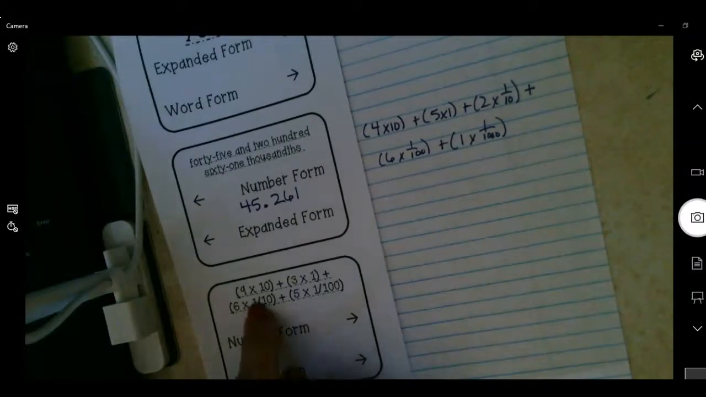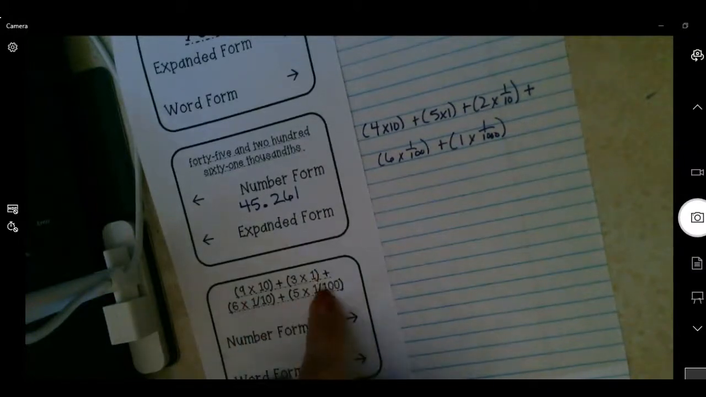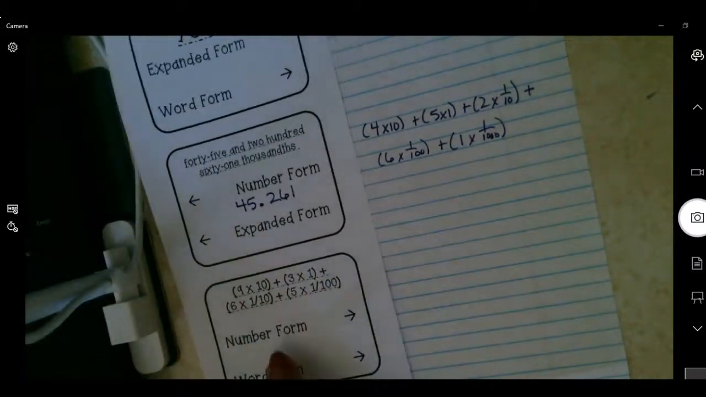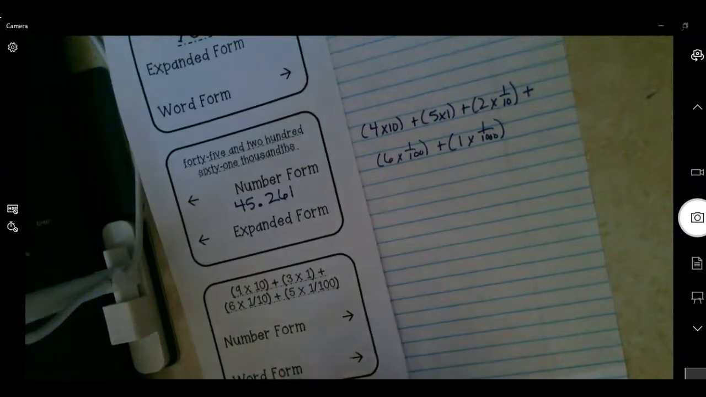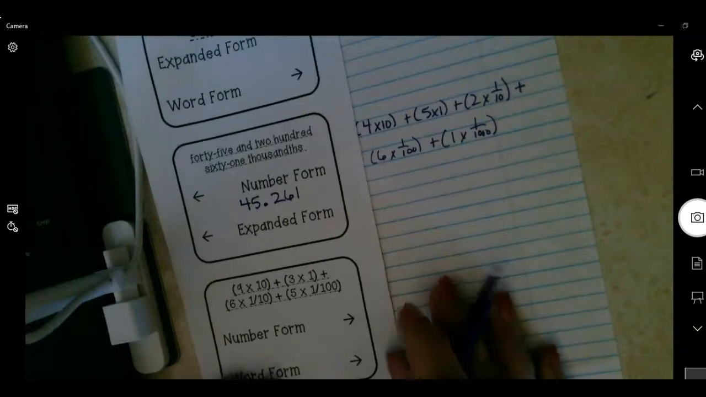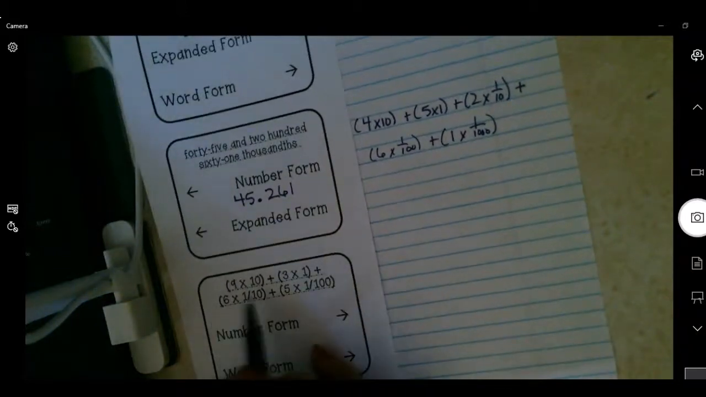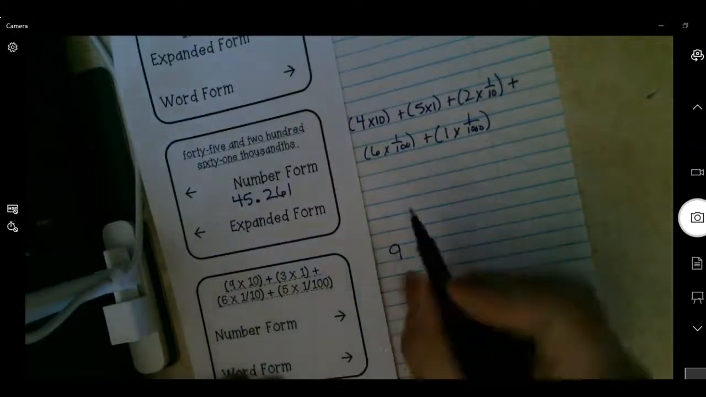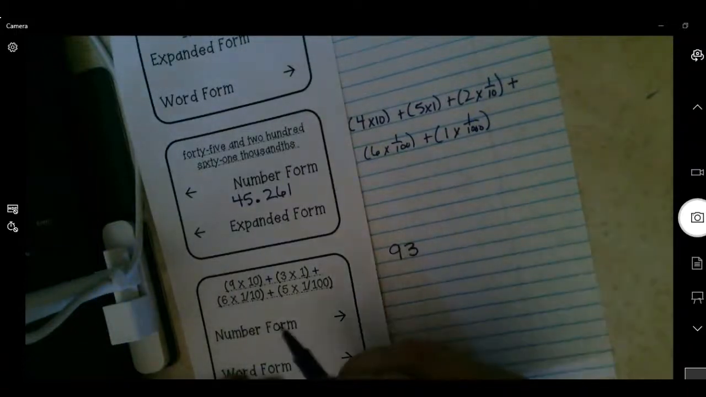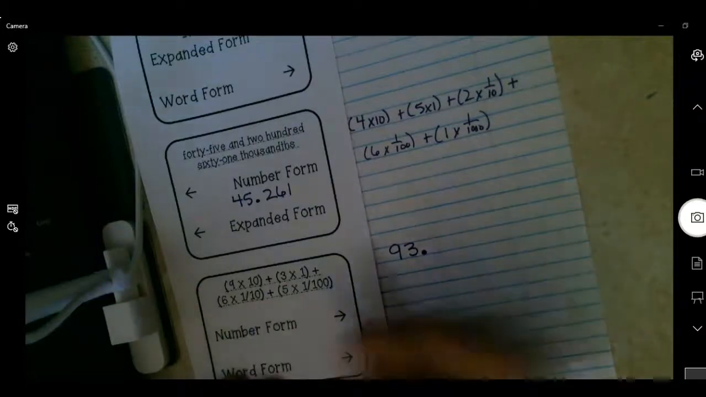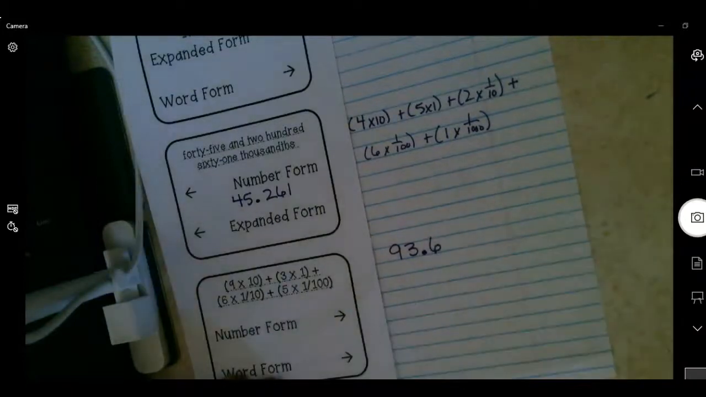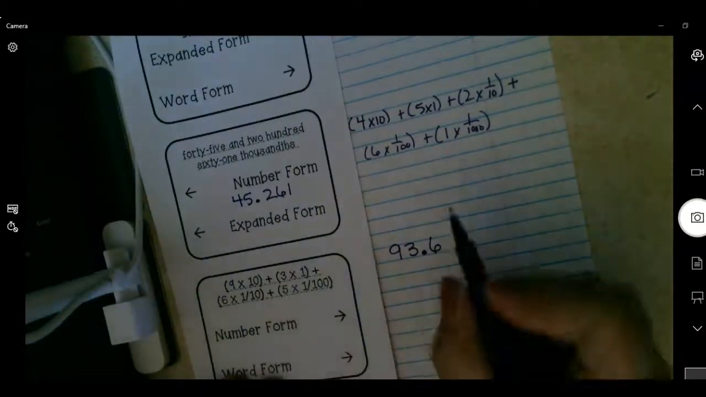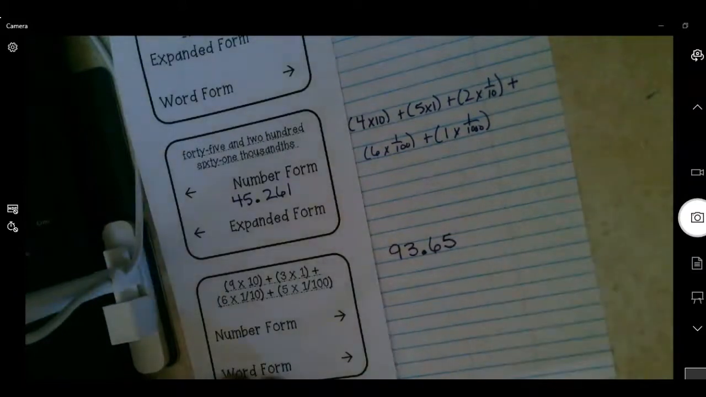So now we have a number written in expanded form, and we have to figure out what it would be in number form and word form, but we're not going to do word form just simply due to time constraints. Okay, 9 times 10, that means I have a 9 in the tens place, plus 3 times 1, plus 6 times 1/10, so 6/10, plus 5 times 1/100, plus 5 hundredths.